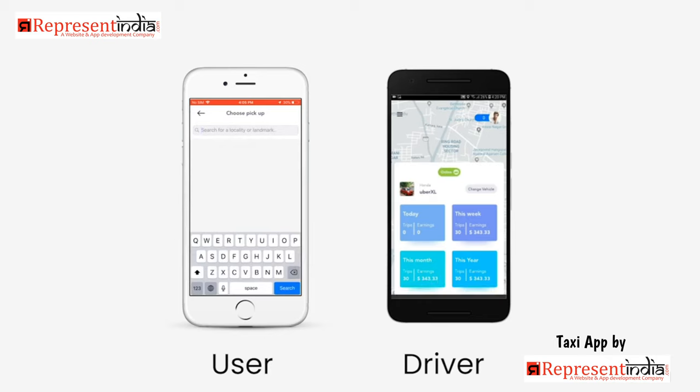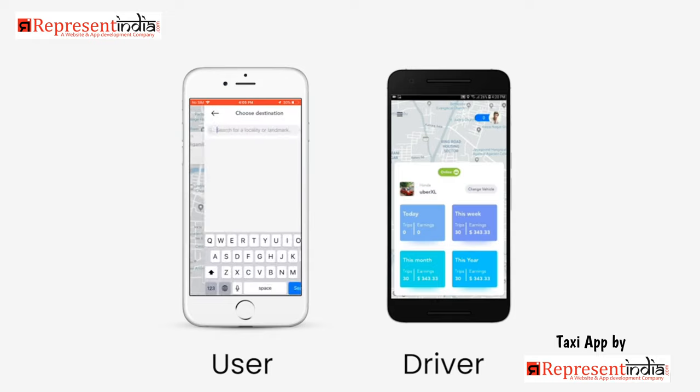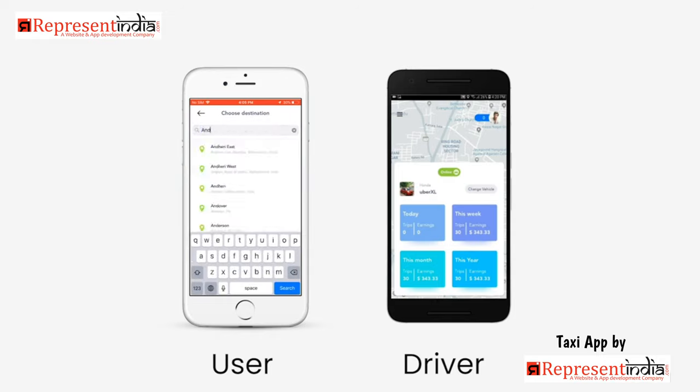By default, you will be having your current location point on the From Location bar. If you would like to change the location, you can click the From Location bar and search for your desired pickup location. Then you have to choose the destination by clicking the To Location bar and search for your drop location.